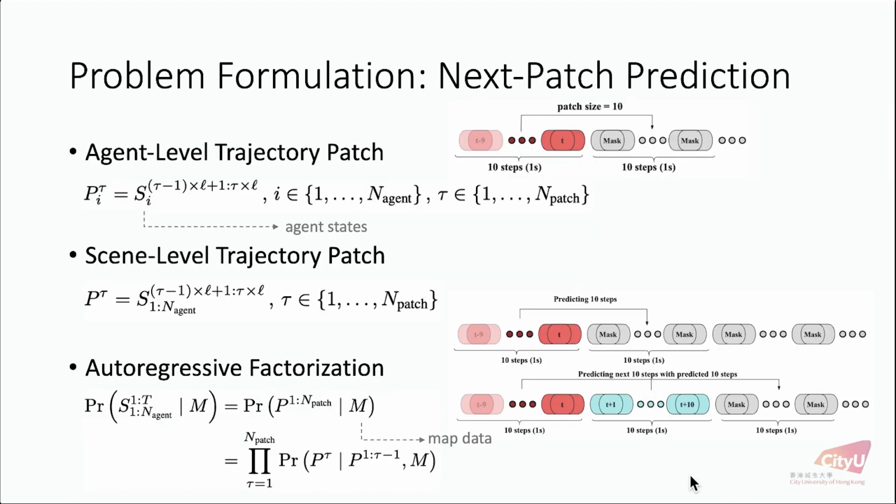We formulate the agent simulation problem as next patch prediction. By enforcing models to autoregressively generate the next patch containing multiple time steps, which requires understanding the high-level semantics of agent behavior and capturing long-range spatial-temporal interaction, we prevent models from leveraging simple shortcuts during training.